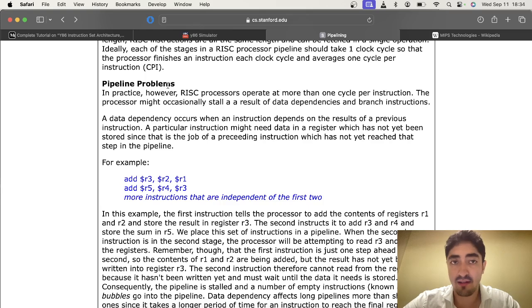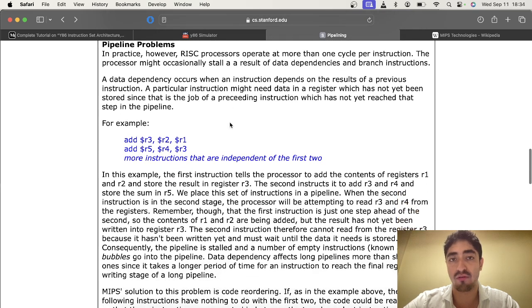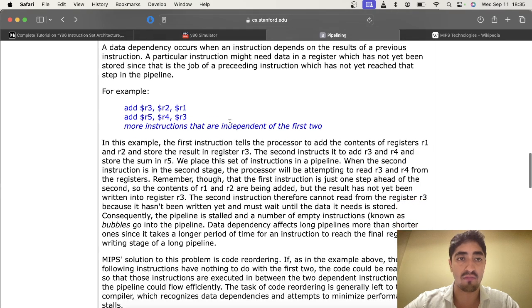Pipeline problems. In practice, however, RISC processors operate at more than one cycle per instruction. The processors might occasionally stall as a result of data dependencies and branching instructions. A data dependency occurs when an instruction depends on the result of a previous instruction. A particular instruction might need data in a register which has not yet been stored, since that is the job of a preceding instruction which has not yet reached that step in the pipeline.